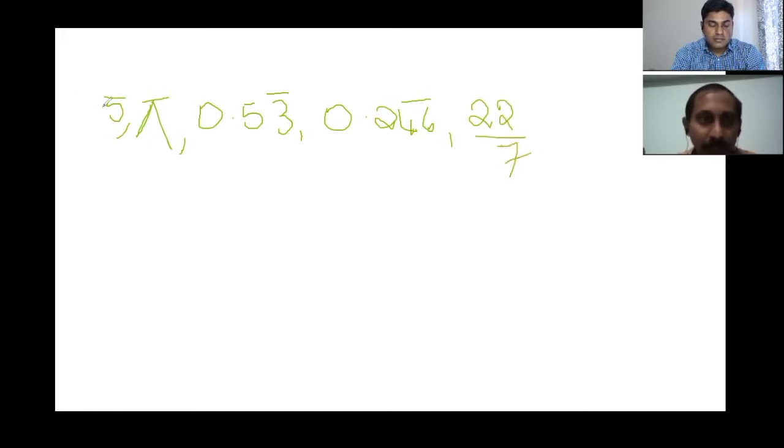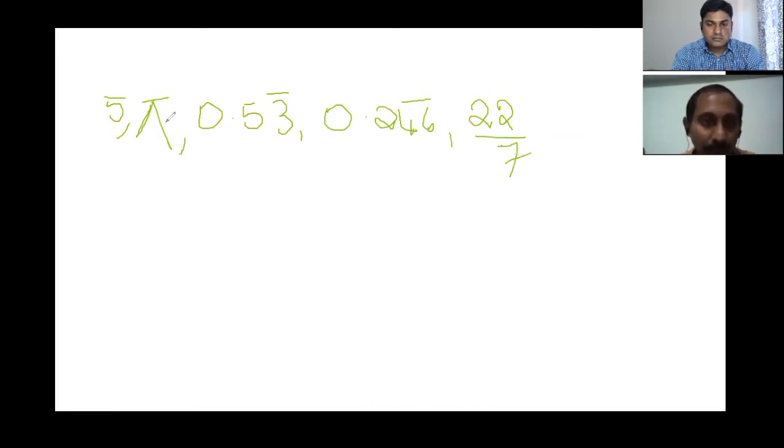Now this 5 is a positive number, so we can consider it as an integer. 0.53, here 3 is repeating, so it is 0.53333. This can be written in terms of a fraction, so it is a rational number. Same thing here, two numbers are repeating, 46, so it is 0.2464646 repeating. Even this can be written as a ratio of two numbers. 22/7, both are integers, so this becomes a rational number.